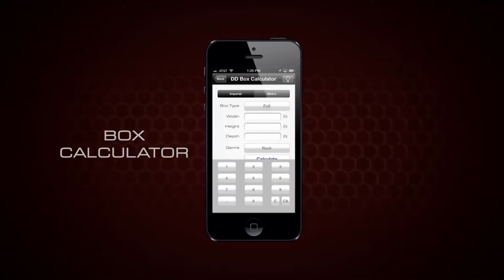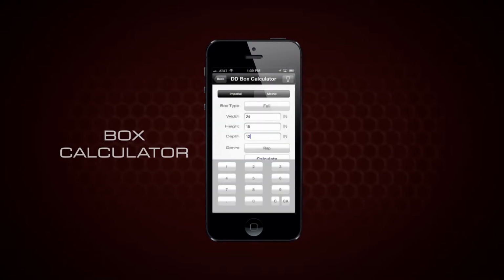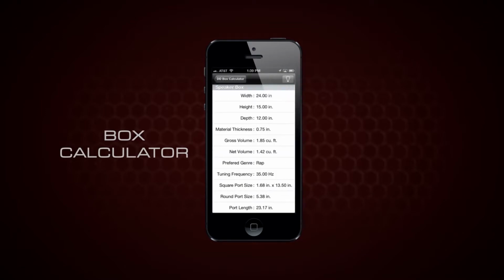DD woofers in the DD box system were developed together to extract the highest efficiency from a given box volume. The DD box calculator takes the guesswork out of enclosure design by optimizing the tuning and making woofer recommendations for your music and enclosure space.